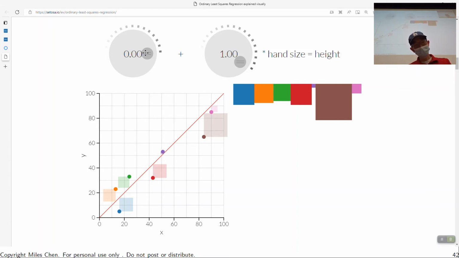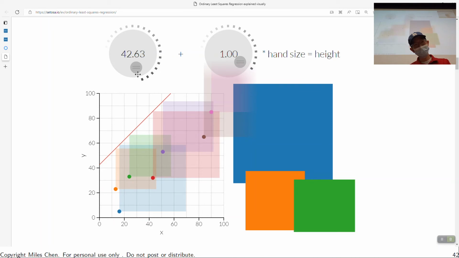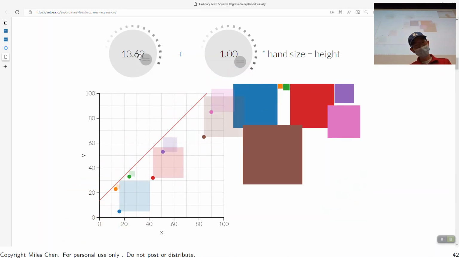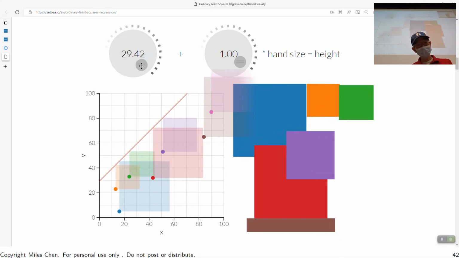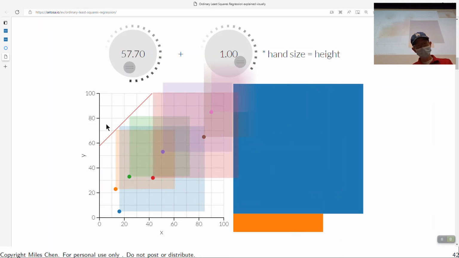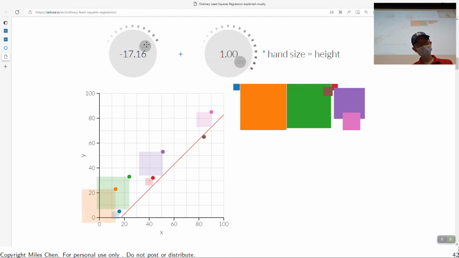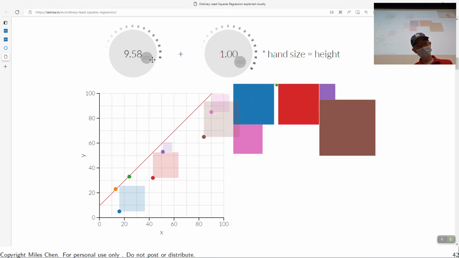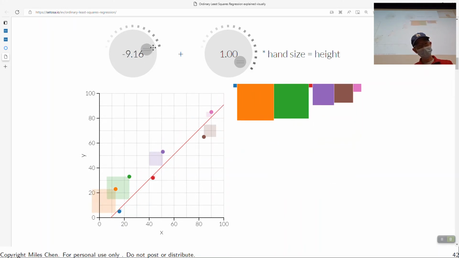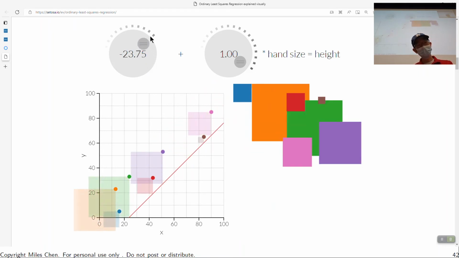What would happen if I change my intercept? Just pay attention to the red line. Ignore these boxes for now. I'll explain in just a moment. But you can see as I increase the intercept, the line slides higher, and as I decrease it, the line slides lower. So here it is at 0. I can bump this up, and now we have an intercept of around 9.58. Or I could bring it down and the intercept goes lower. So here we can adjust where the red line goes.